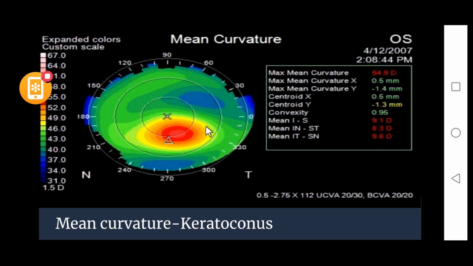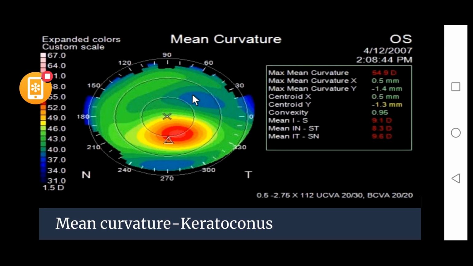Okay, so when there is an inferior steep pattern, more than 1.5 diopters, start suspecting. Superior steep pattern, more than 2.5 diopters, start suspecting. Right. Now let's look at the mean inferior nasal and superior temporal. The nasal is already mentioned over here, temporal is mentioned over here.